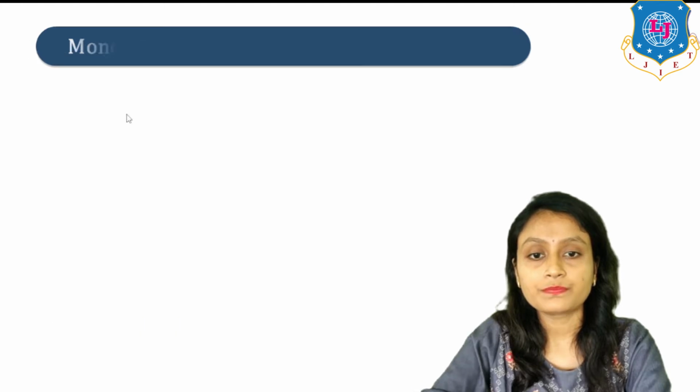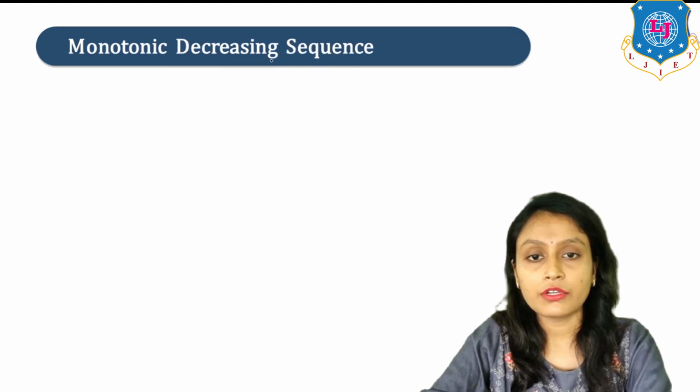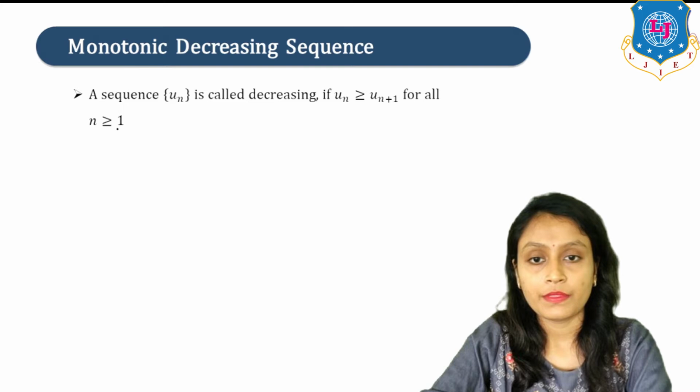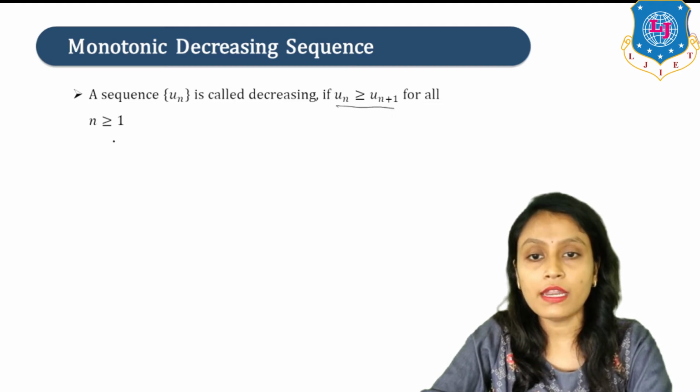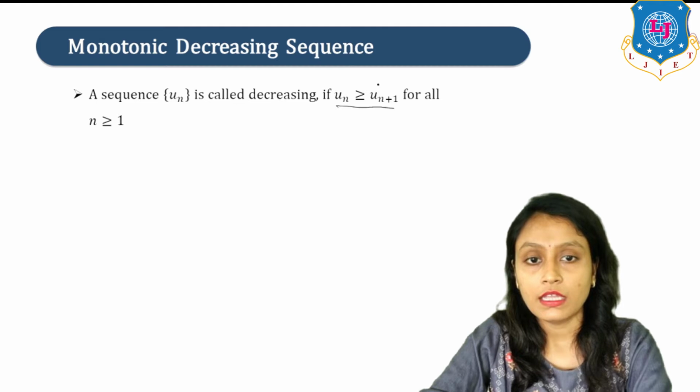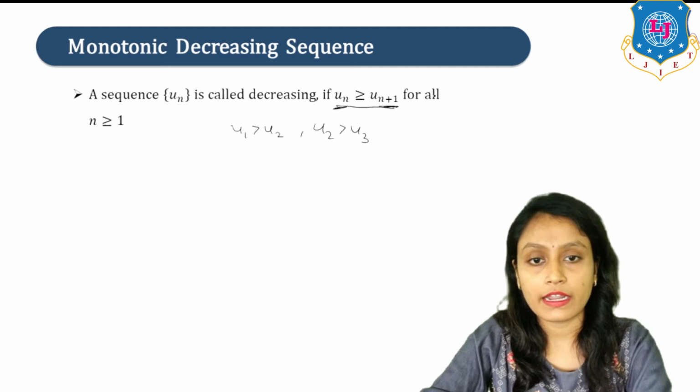Now let's study monotonic decreasing sequence. A sequence Un is called decreasing if Un is greater than or equal to Un+1 for all n greater than or equal to 1. Here our nth term is greater than the n+1th term, meaning U1 is greater than U2, then U2 is greater than U3, right? So we can say that such sequences are monotonically decreasing sequences.